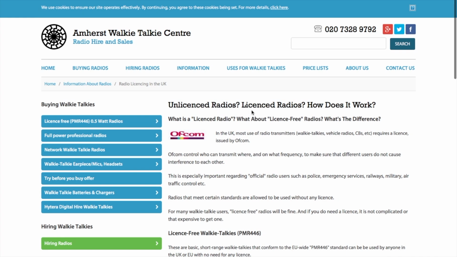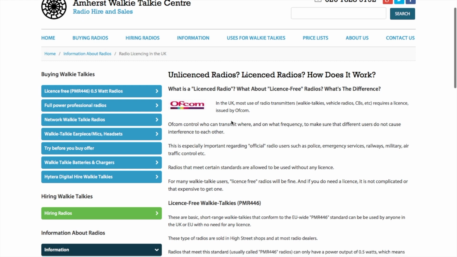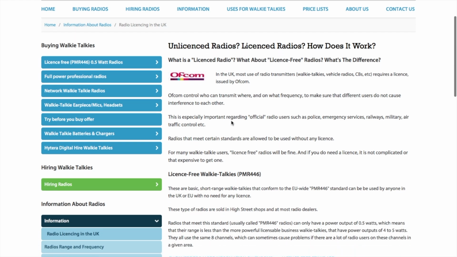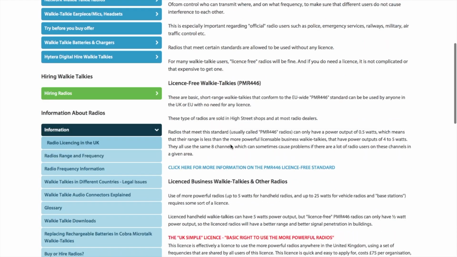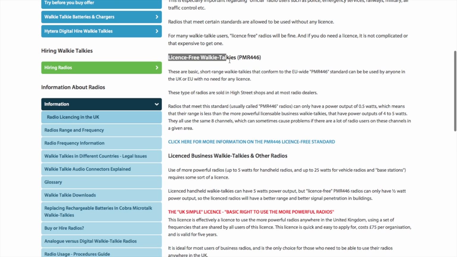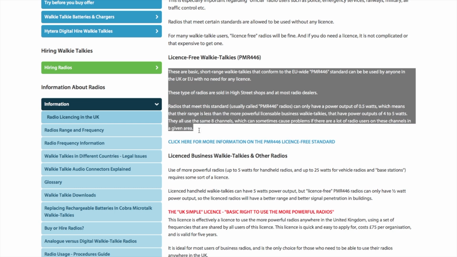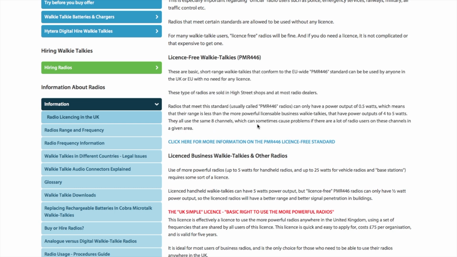Firstly, I want to make it clear that some radios don't require any license to operate in the UK. It's possible to purchase what are called license-exempt radios, and these utilise the so-called PMR 446 section of frequency allocation in the UK. PMR is an abbreviation for Private Mobile Radio. The number 446 refers to the frequency of transmission in megahertz, in this case 446 megahertz. Don't worry if you don't know what megahertz are, these will be explained another time.